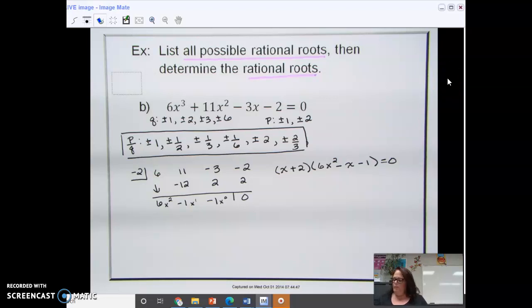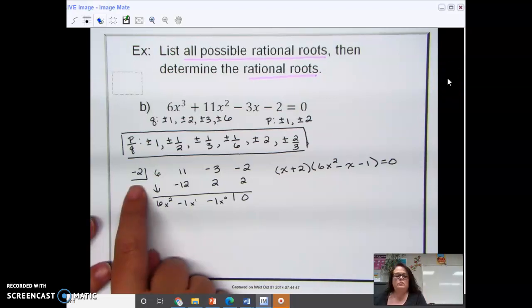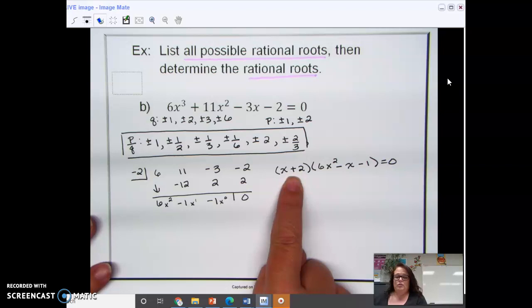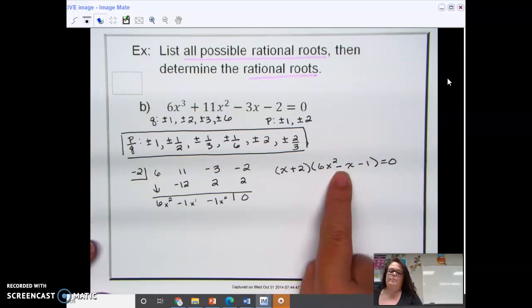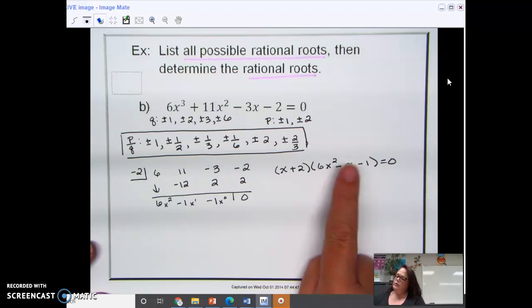All right, so at the end of part one, we had found a 0 at -2. So x minus -2 is a factor. And then my depressed polynomial was 6x squared minus x minus 1. So the next thing we want to do is go ahead and factor this.